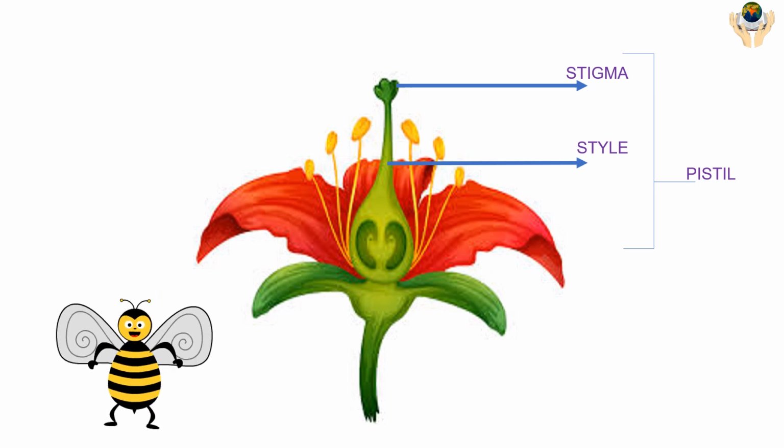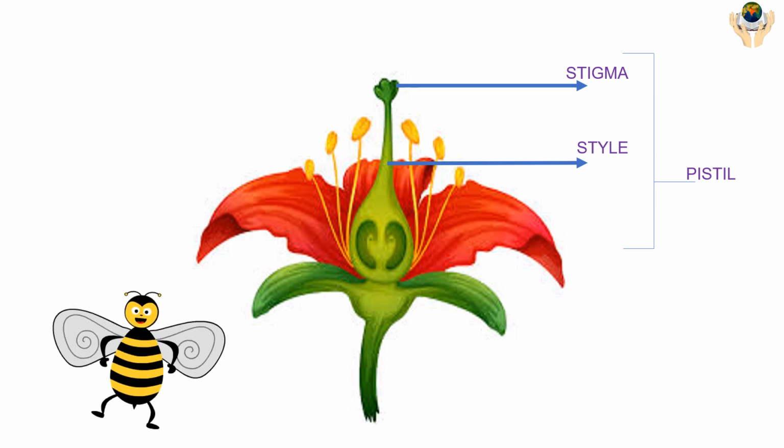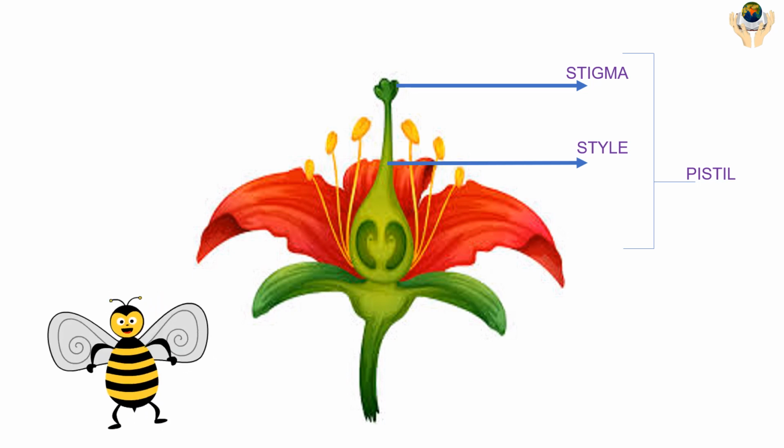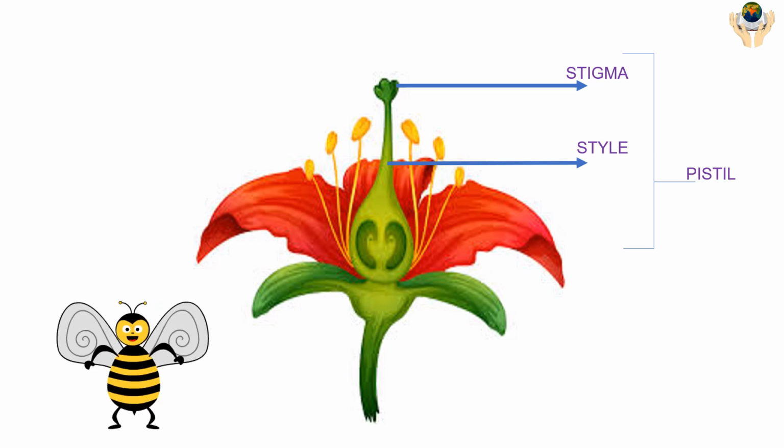Style. Style is the long slender stalk that holds the stigma. Once the pollen reaches the stigma, the style becomes hollow and forms a tube called the pollen tube, which takes the pollen to the ovary to enable fertilization.